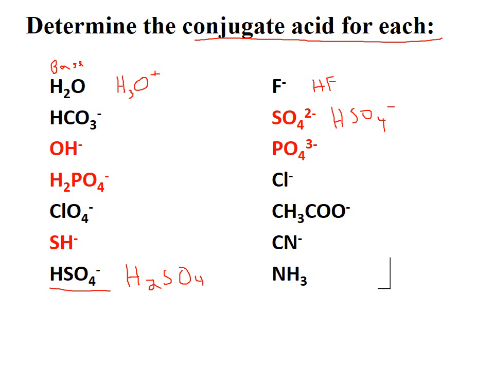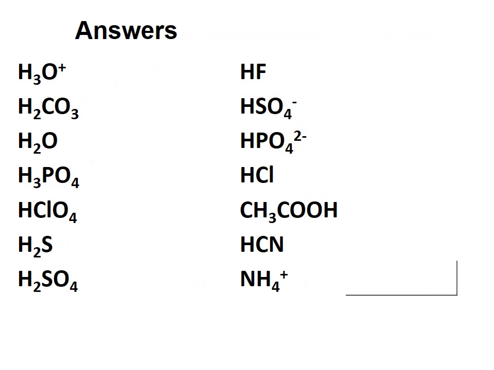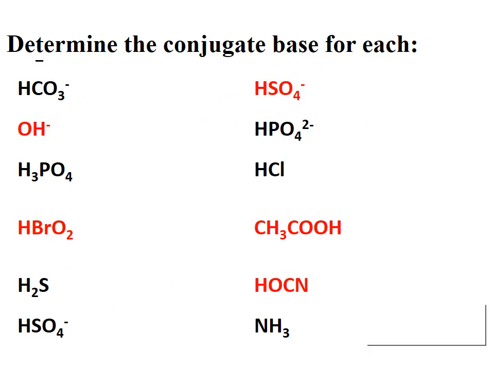And so they differ by one proton. Here we had one proton, here we have two protons. Here we had no proton, here we have one proton. Here we had no proton, here we have one proton. And so you add H's one at a time to figure out the conjugate acid base. If you added both H's to this here to get H2SO4 over here, it would not be the conjugate acid. They have to differ by one proton by definition. And then the answers are on this slide if you want to review and practice.